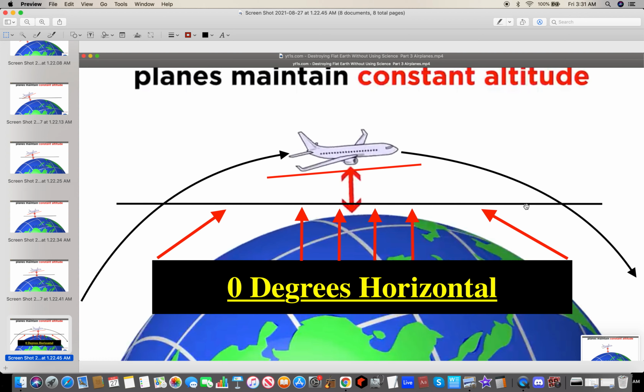How can you have 2 horizontal lines that are not parallel? And how can you violate 0 degrees horizontal in reality? I don't care what they say they can do on their globe model. In reality, you can't do it.